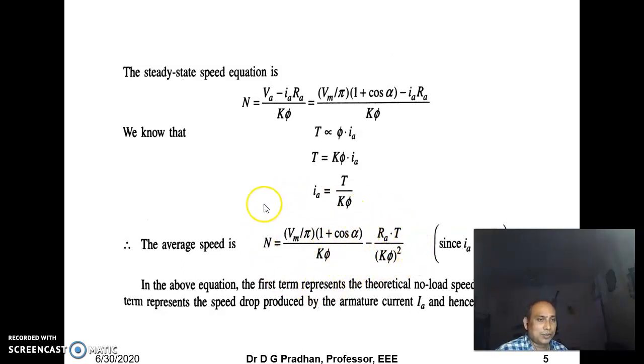This speed equation consists of two terms. The first term represents the theoretical no load speed, and the second term is the speed drop produced by the armature current. Speed is a function of firing angle alpha, so for various values of firing angle, you can draw the speed torque relationship.